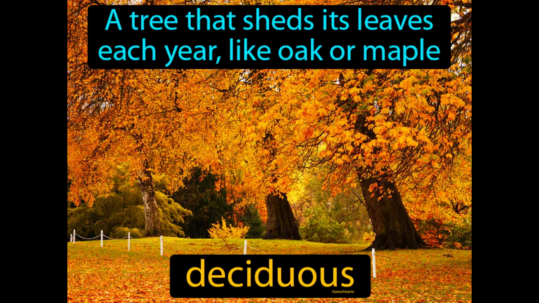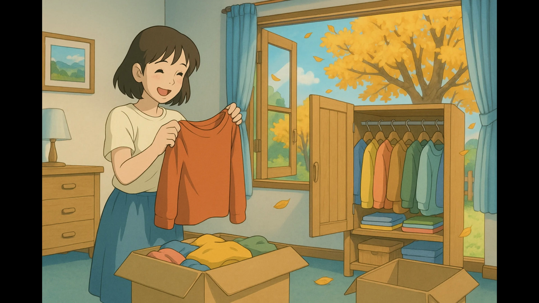A tree that sheds its leaves each year, like an oak or maple tree. Deciduous. Deciduous refers to trees that lose their leaves annually to conserve resources during unfavorable seasons. Think about how every year you go through your closet to get rid of clothes you no longer wear. This is similar to how deciduous trees shed their leaves each year to prepare for the changing seasons.